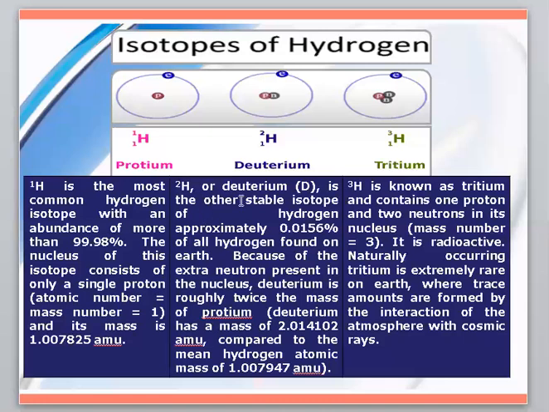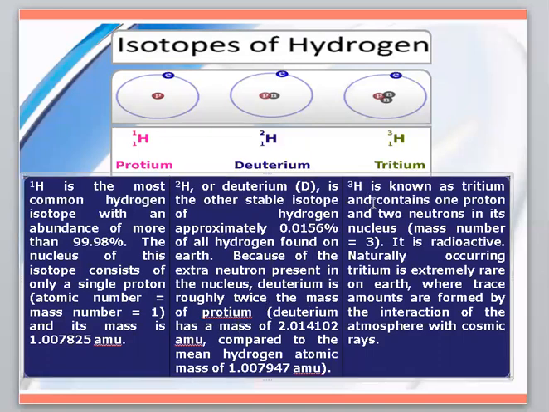Deuterium. It is also represented by D. It is a stable isotope of hydrogen, approximately 0.0156% of all hydrogen found on Earth. Because of the extra neutron present in the nucleus, deuterium is roughly twice the mass of protium.